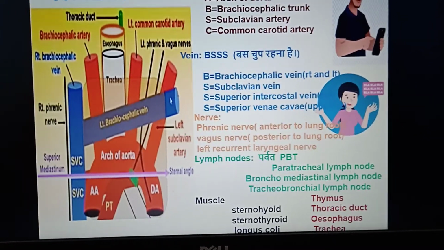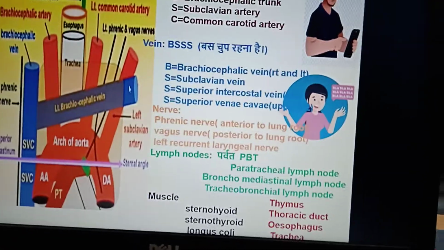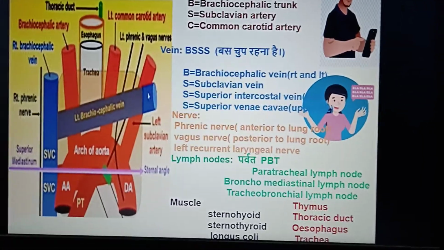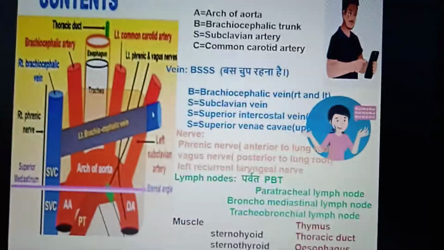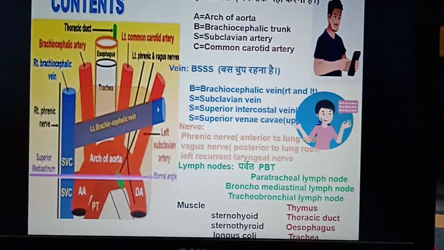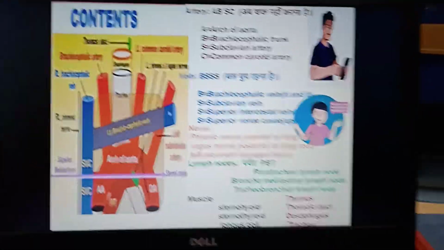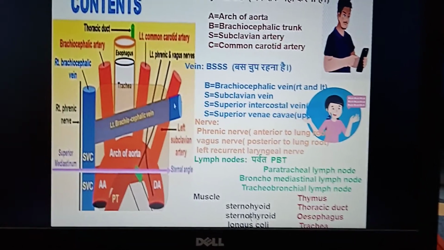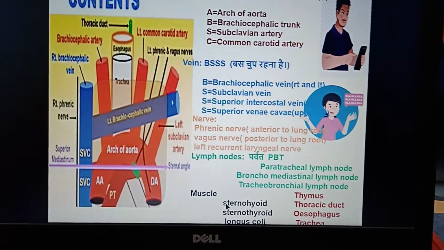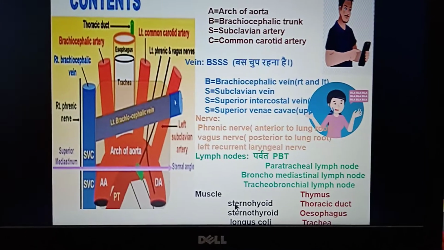Okay. And what are the additional items? One guard named Sushil. They are guarding the superior mediastinum, the top floor. The grandchildren are very rich and they are keeping a guard. So Sushil: sternohyoid, sternothyroid and longus colli, SSL, Sushil.